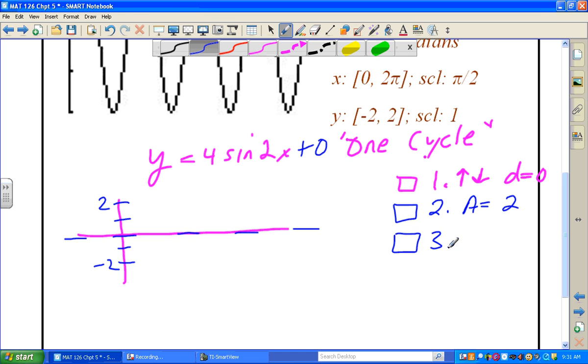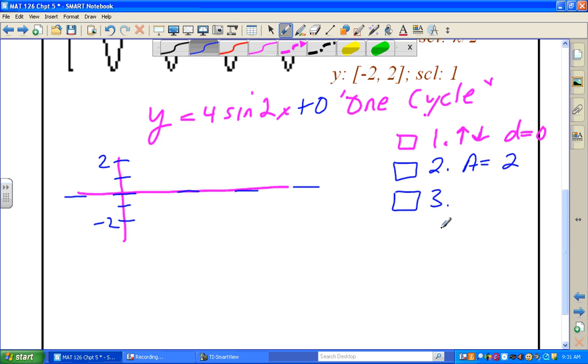Third on my checklist. All graphs are the same, have the same checklist. What is the starting point? What is the phase shift?